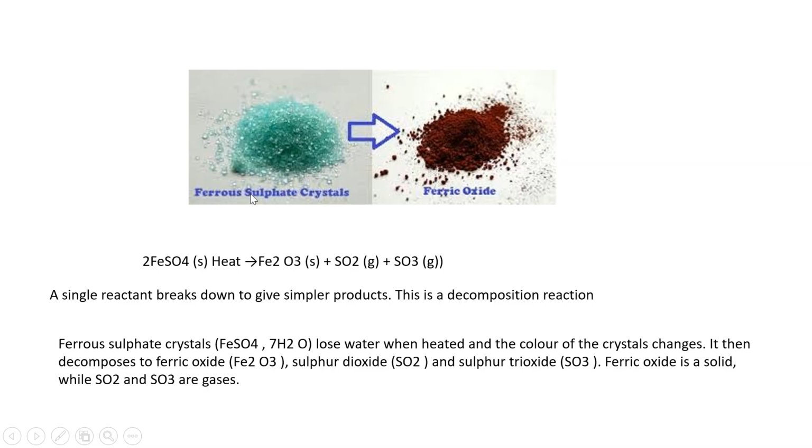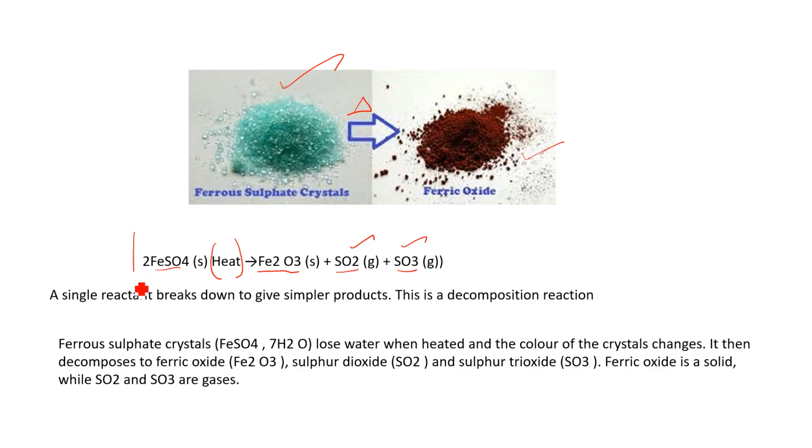I have a few more examples for you. The next reaction is you take ferrous sulfate. This is the color of ferrous sulfate, green color crystals. When you heat ferrous sulfate crystals, it forms a reddish brown ferric oxide. So when ferrous sulfate is heated, it forms ferric oxide, Fe2O3, which is a solid. Ferrous sulfate is also a solid, and it gives two different gases, which are sulfur dioxide and sulfur trioxide. Now, the sulfur dioxide will have a pungent smell.